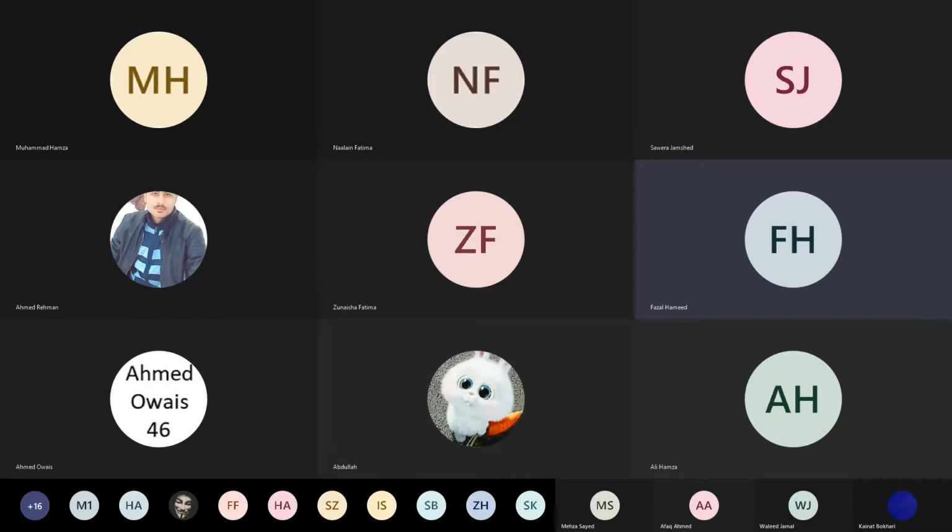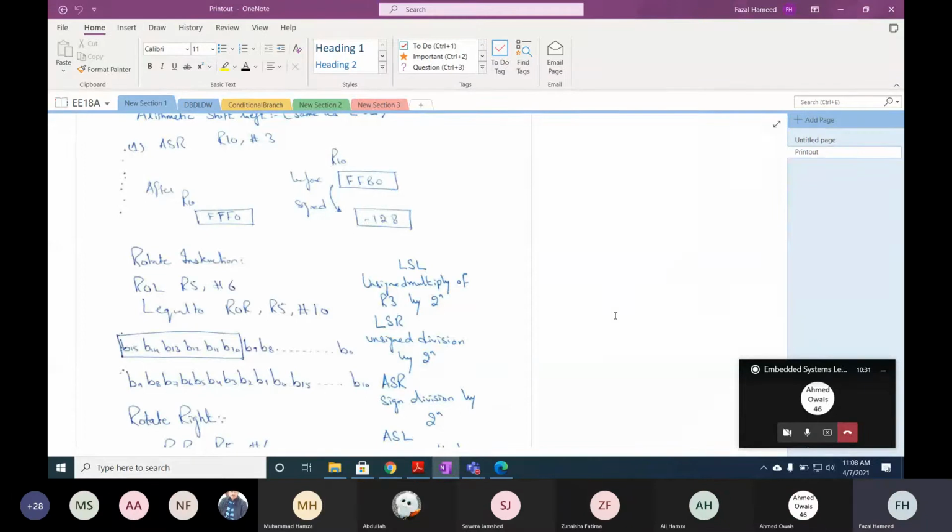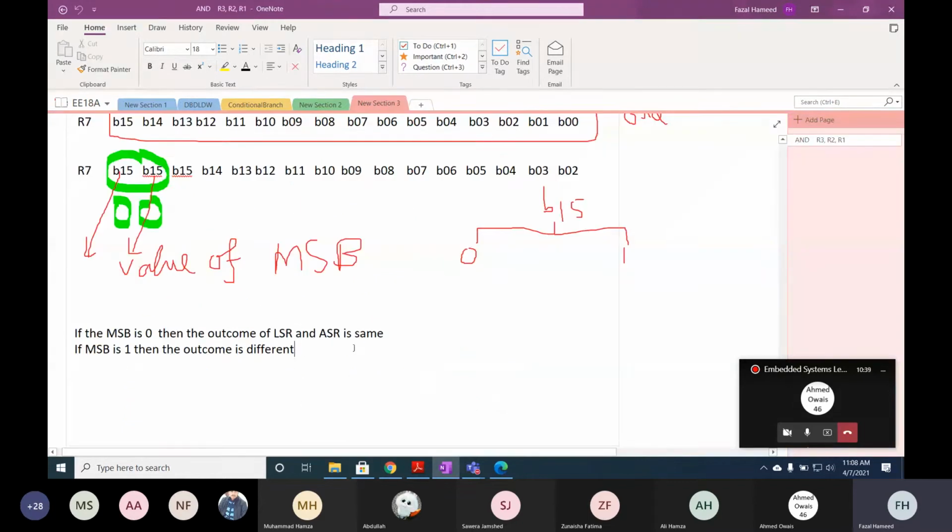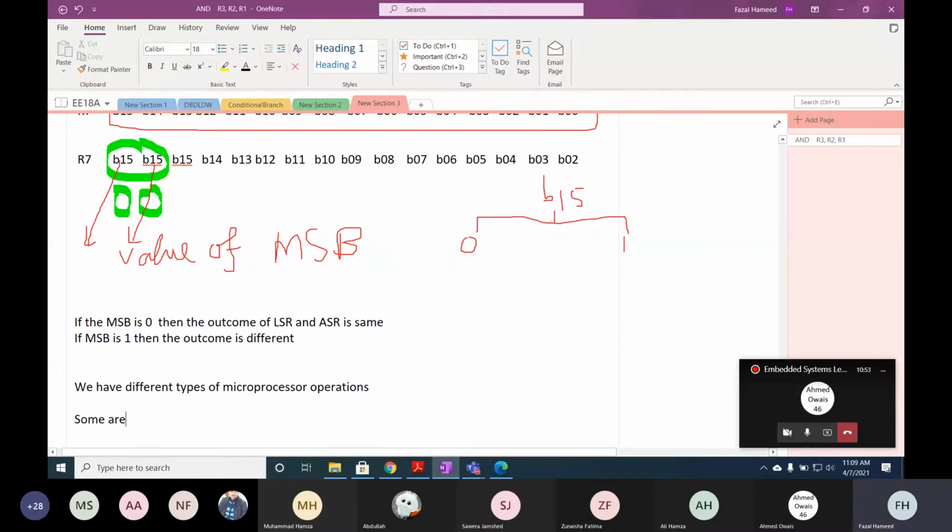Provides a multiplication of the order of 2 raised to power n. Typically, there are different types of microprocessor operations. Some are complex operations, some are very complex operations. So what is an example of a complex operation, in terms of the instructions that we have studied? Which of them are complex operations?